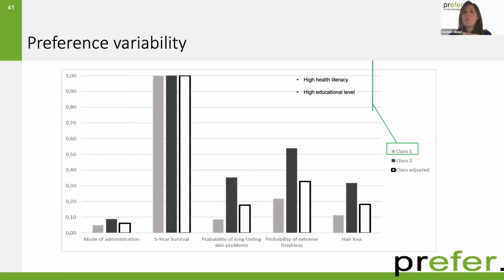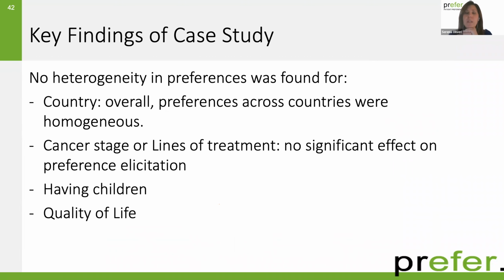Class 1 was composed of people with high health literacy and a high education level. Class 2 was mainly composed of elderly patients and patients with a high internal and chance locus of control. This means that preference heterogeneity in our study was explained by age, literacy, and locus of control, basically. Next slide. We didn't find heterogeneity instead for country, cancer stage, or lines of treatment, having children, and quality of life.